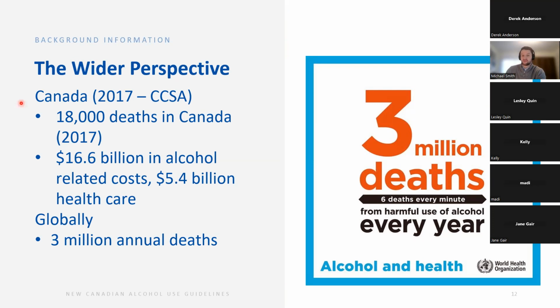With alcohol being so commonly used, it has had a significant impact on society. And when we're thinking about these harms, there are the harms caused by alcohol to an individual person, but also to others around them and to their communities. So alcohol is the leading preventable cause of death, disability, and social problems in Canada. It contributes to causing certain cancers, cardiovascular disease, liver disease, as well as unintentional injuries and violence. It was reported by Stats Canada and the CCSA in 2017 that alcohol caused 18,000 deaths in Canada. In that same year, the costs associated with alcohol use were $16.6 billion, with $5.4 billion of that spent on healthcare.